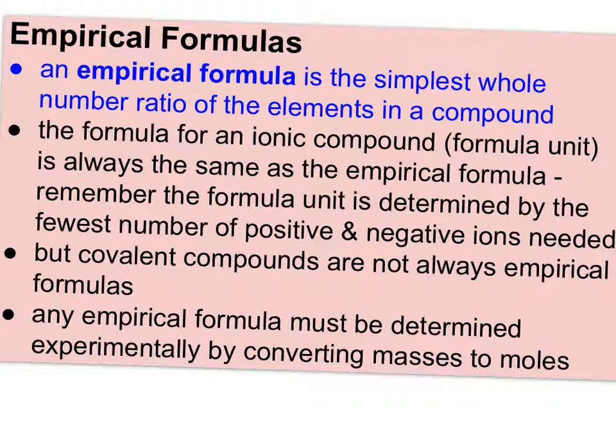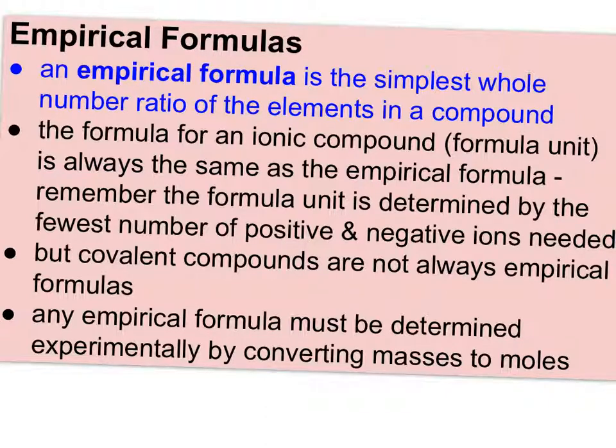Welcome. This video is going to look at the rest of section 1.2 from the Brown SL IB chemistry book. And in section 1.2, the last half talks about empirical formulas. An empirical formula is defined as the simplest whole number ratio of the elements in a compound.